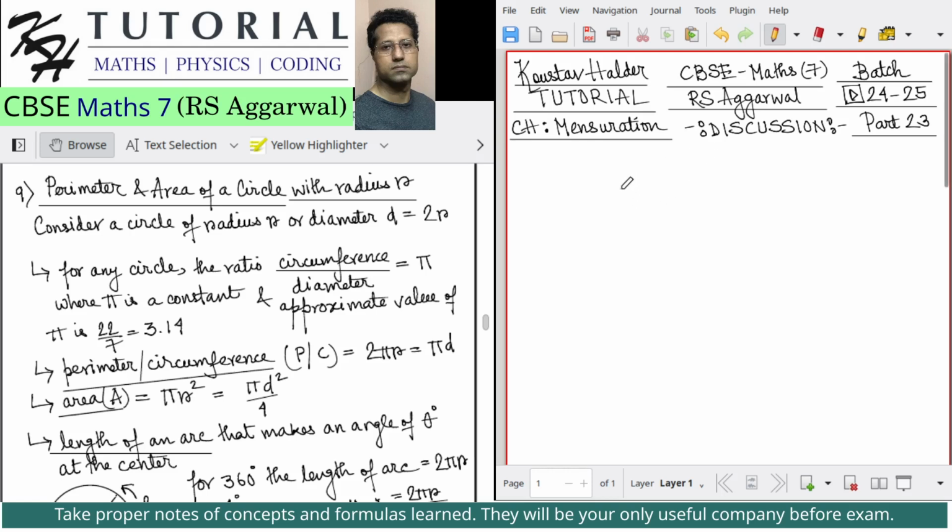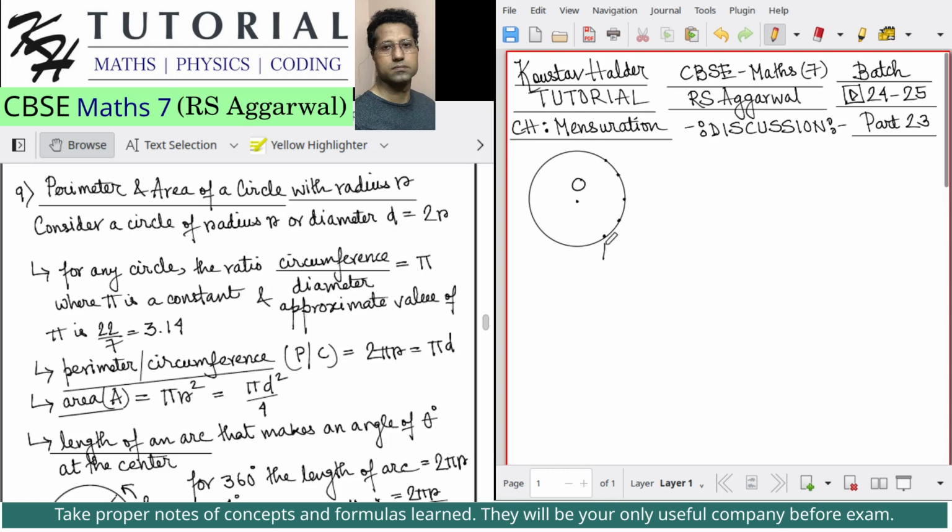So what is a circle? A circle is a path where every point on the path is at a constant distance from a fixed point, which is known as the center. So we have a center, and the circle is like this. These are points on the path of the circle, and this is the center. Let's say the center is O.